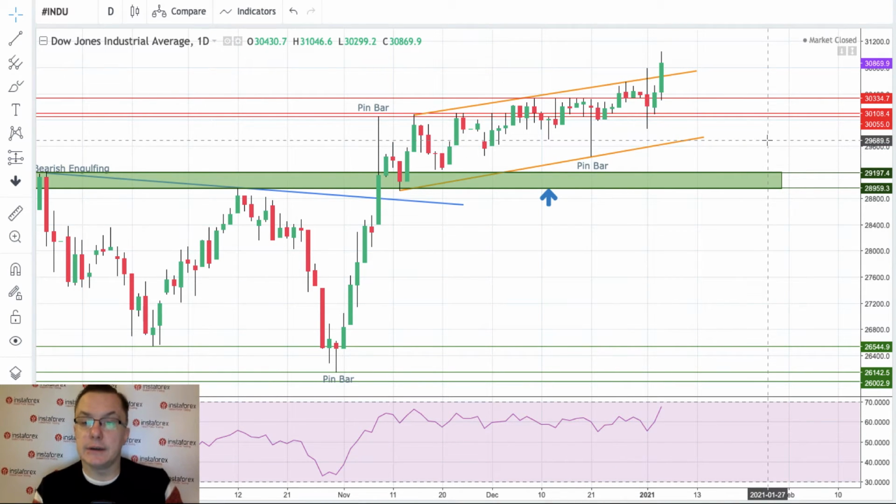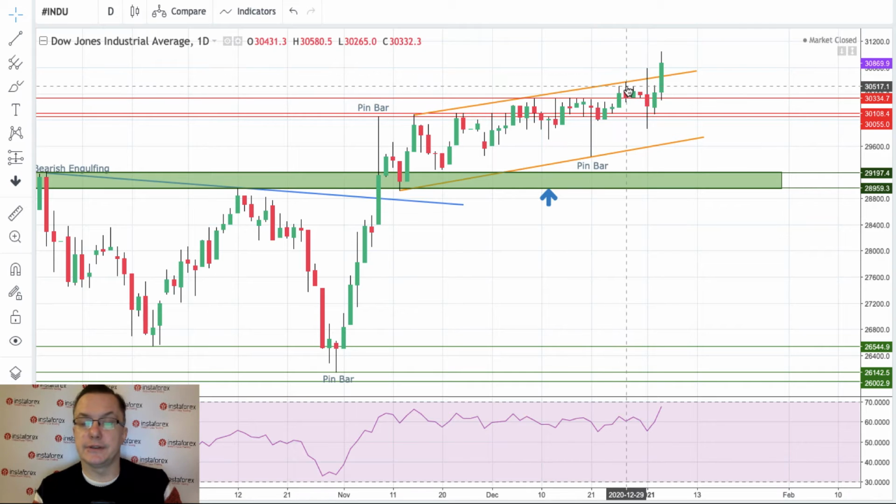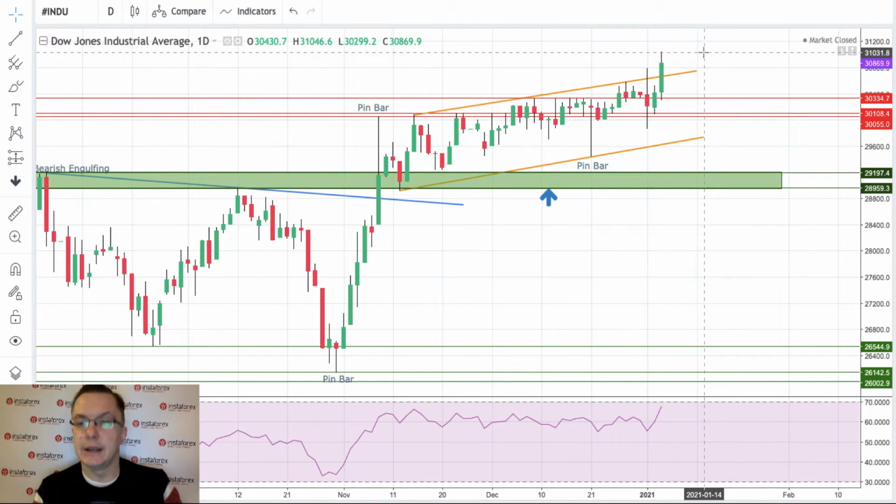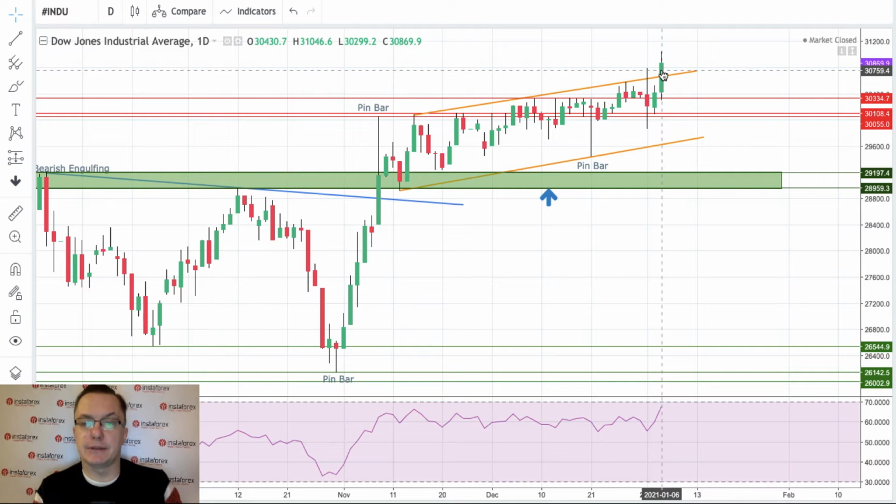Of course, the price action looks pretty much obvious right now after the fact, because we just broke above the upper trend line of this. Let's say this is the F flag pattern, and we are heading higher towards 31,000. Yes, we recently even hit the 31,000 points. The high was made at 31,046 points. So the Dow Jones Industrial Average is still going up.